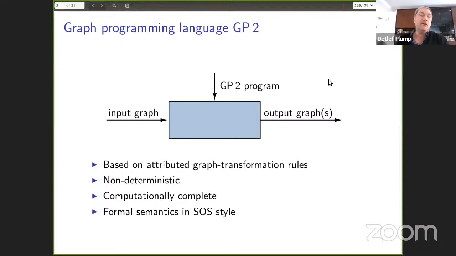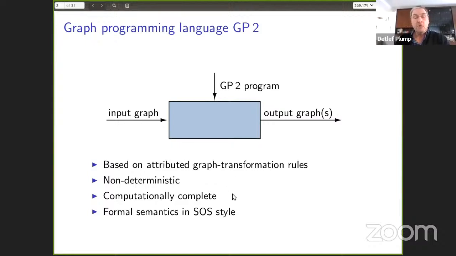So this box here is just to illustrate the model of computation. So we have an input graph. This is the graph we are working on all the time. We get in a GP2 program. So as I said, graph transformation rules, some control constructs, and then the implementation does its work, and we get an output graph, hopefully, if it terminates, need not, of course, or several, because indeed GP2, at least the language definition, is non-deterministic, as you can see at the bottom. It's based on graph transformation rules, actually attributed graph transformation rules. That is a story on its own, but for this talk, the attributes really will play no role. They can be there, but we don't look into the attributes, so to speak.